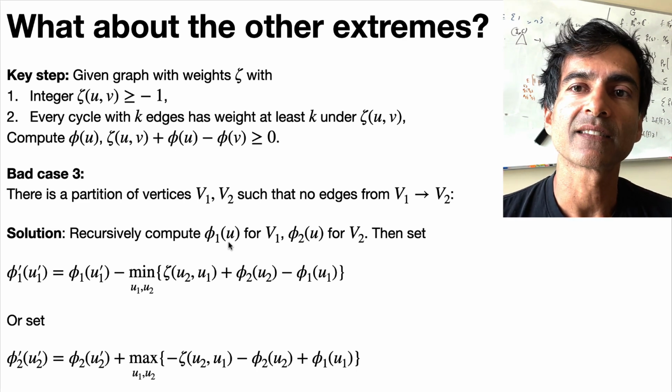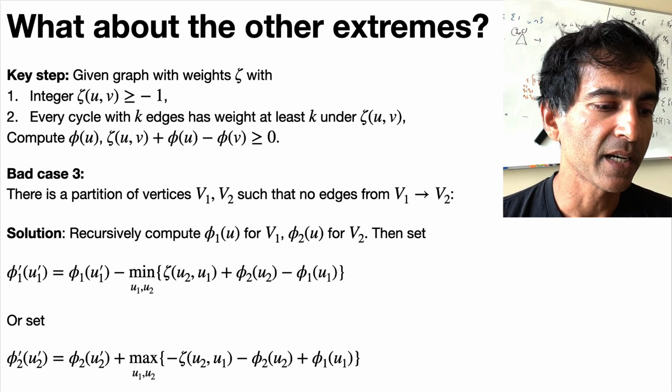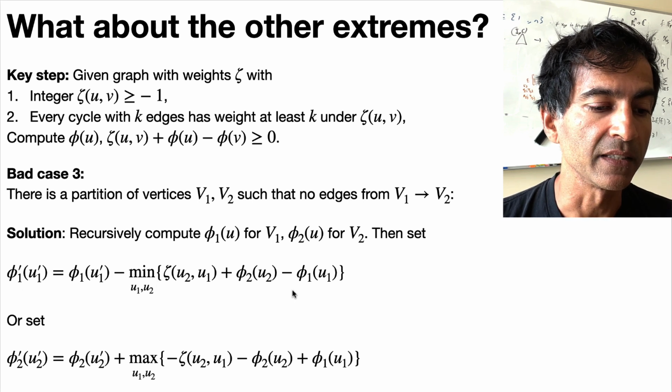The only remaining edges are the ones that go from V2 to V1. But you can easily handle all of those edges by shifting one of the phis, for example, shifting phi1 by this quantity.